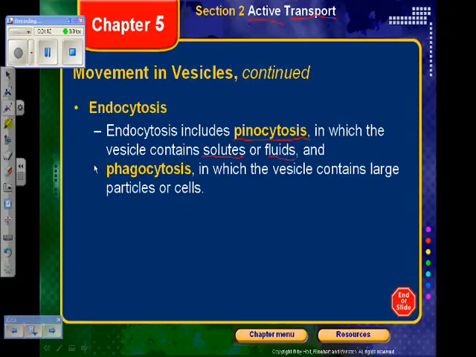That can be contrasted with phagocytosis. Different people pronounce it different ways. Phagocytosis is a process by which large particles, solids, or even cells are brought in. For example, your white blood cells undergo phagocytosis in order to fight infections, bacterial infections, viruses, large particles, cells. I like to think of that as eating. If we think of pinocytosis as drinking, phagocytosis is the process by which large particles are brought into the cell.